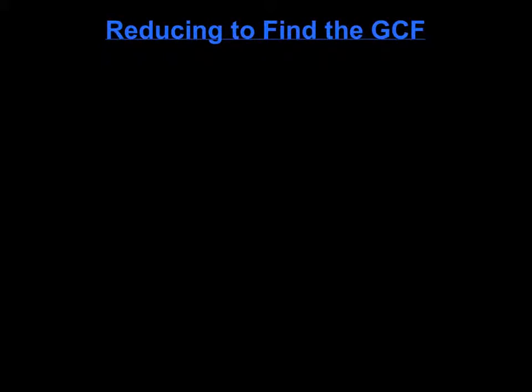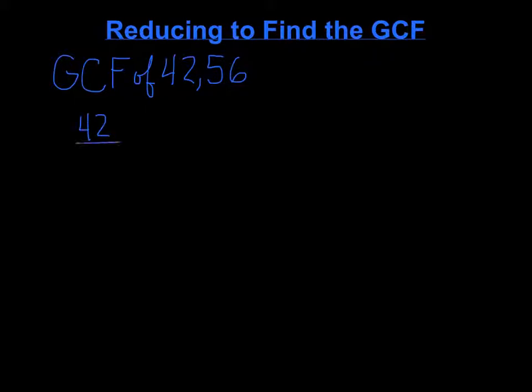We can use reducing to help us find the greatest common factor of two numbers. For example, if I want to find the GCF of 42 and 56, I'm going to put those two numbers into a fraction. Now I'm going to reduce it. So I divide by a form of 1.